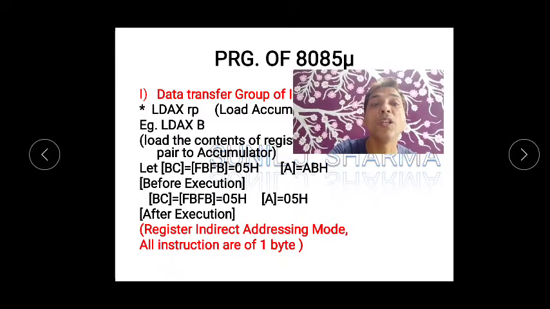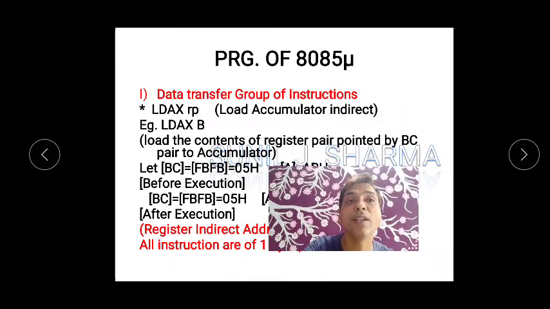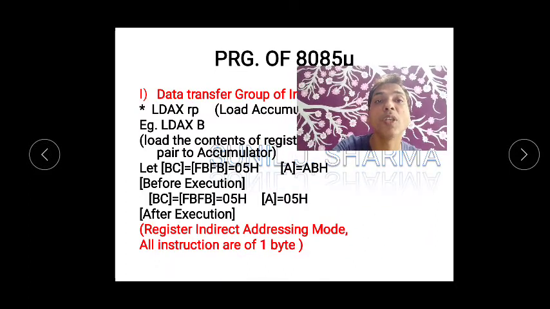Here, why do we call it indirect? We call it indirect because we don't know the address directly. That address is hidden in the register pair which is already given in the instruction. So can you see, whatever the pair is, its first character is given.